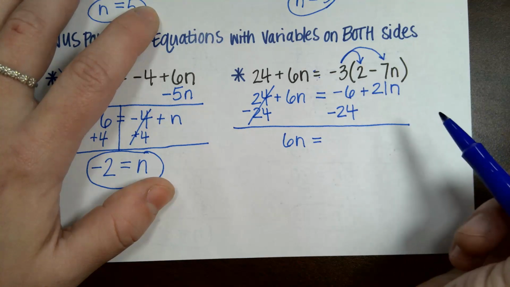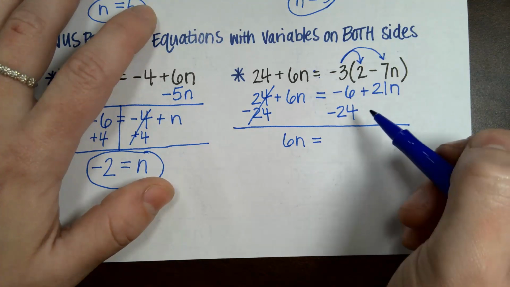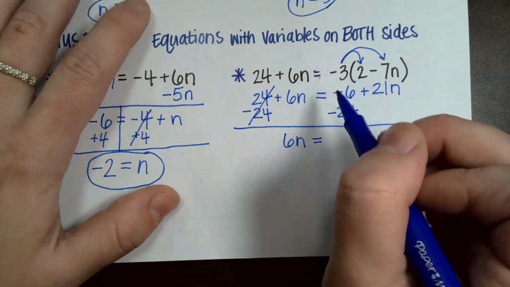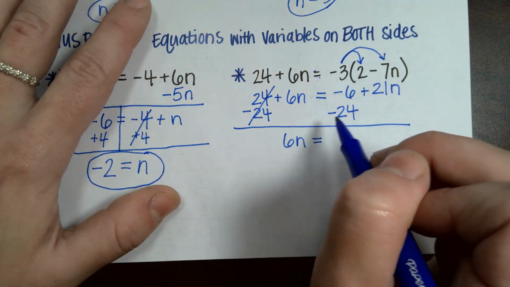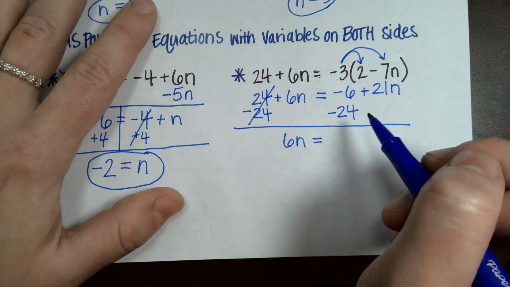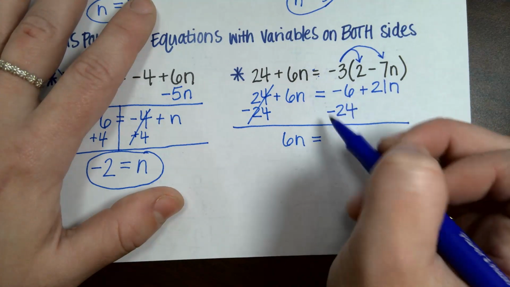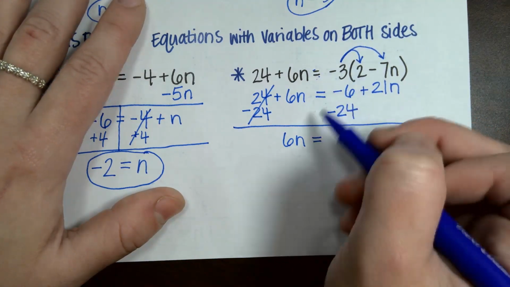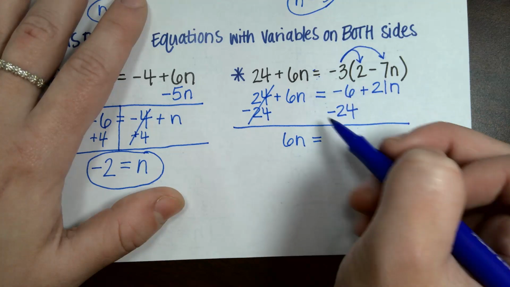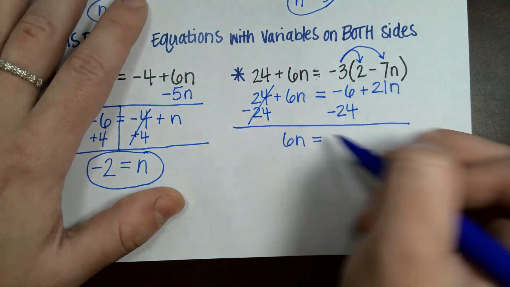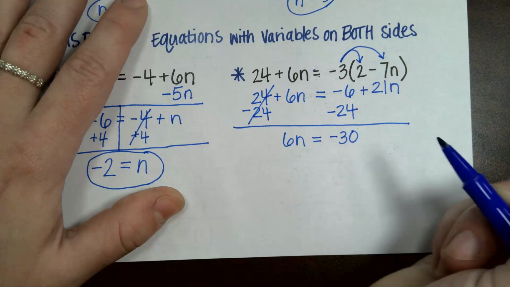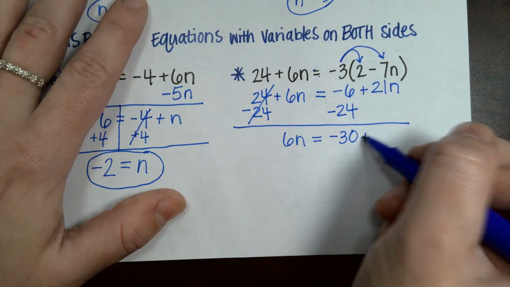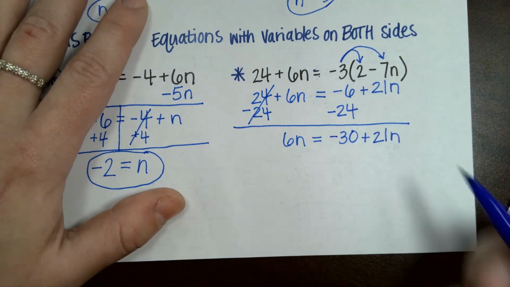What is that? I'm going to type in -6 minus 24. -30. So when you're subtracting from a negative number, you can also think of it as a negative plus a negative. So -6 plus -24, -30. Okay. And I still have a 21n over here. So plus 21n. Okay.